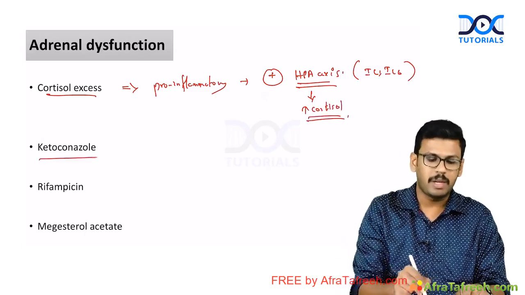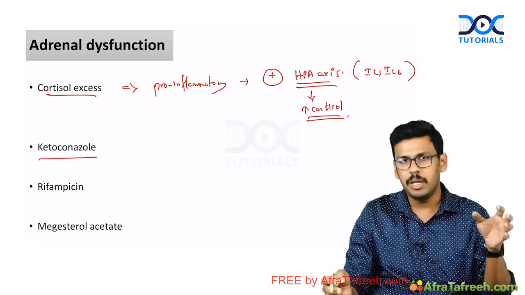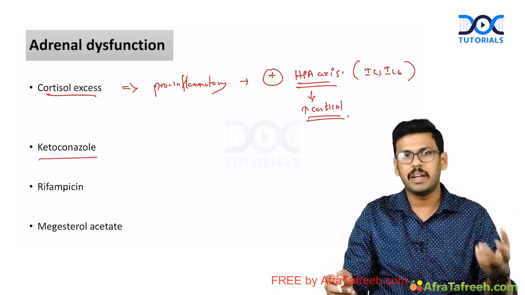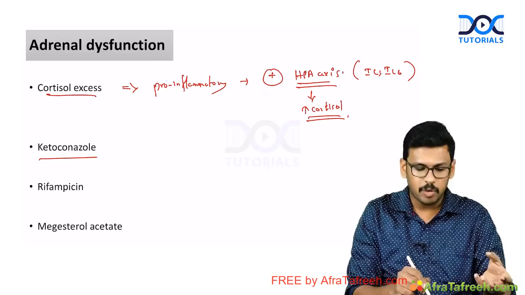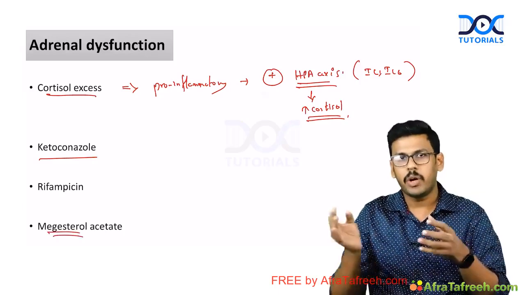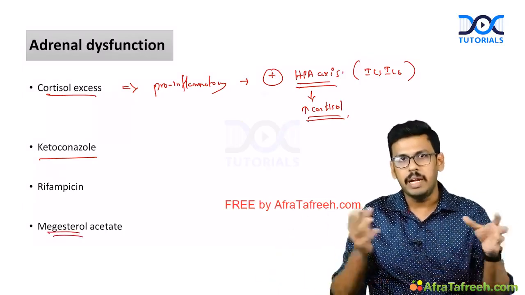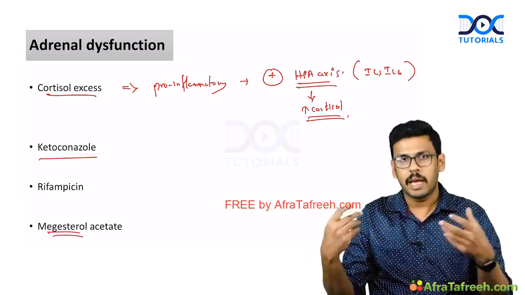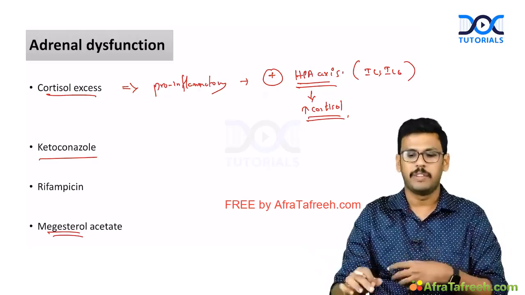Then ketoconazole: what does ketoconazole do to the cortisol? It will inhibit the cortisol synthesis. What will rifampicin do? It will accelerate the cortisol clearance. And megestrol acetate, because it has glucocorticoid-like property, will inhibit ACTH, and once megestrol is withdrawn, the patient can have secondary adrenal insufficiency.